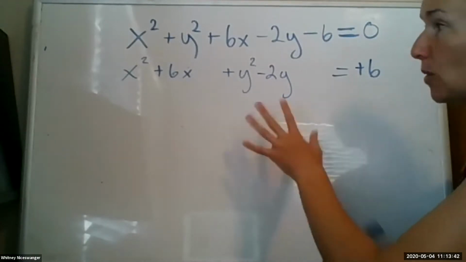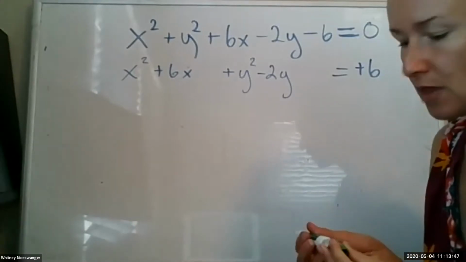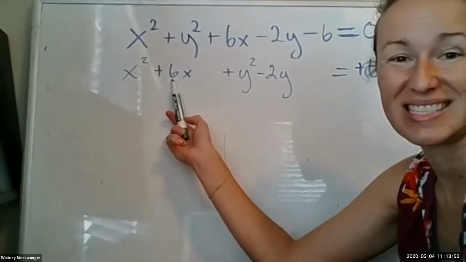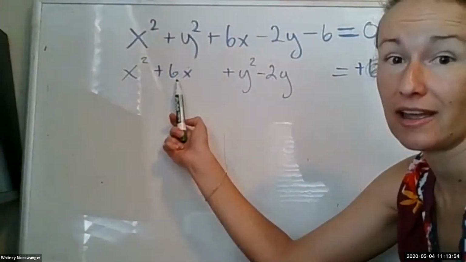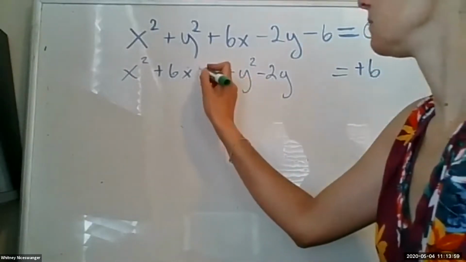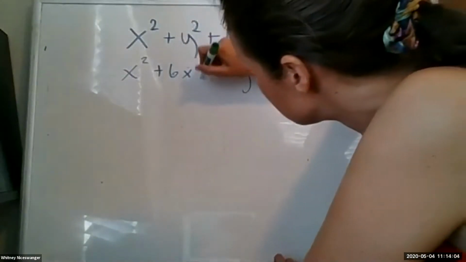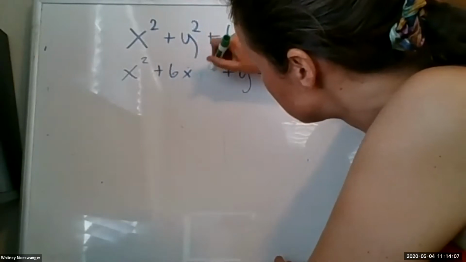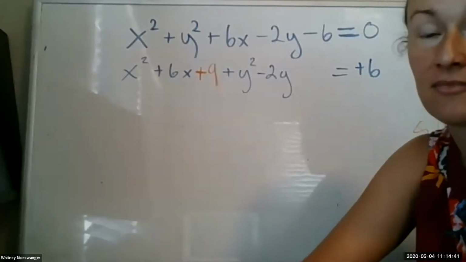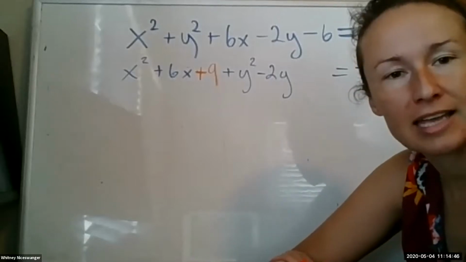Right. So I've left this little space to complete our square, and we do it just like we did it before. So x squared plus 6x, we know that this term, this 6, divided by 2 and square it is 9. We know we need a 9 here. So I'm going to add a 9. So we add a 9.